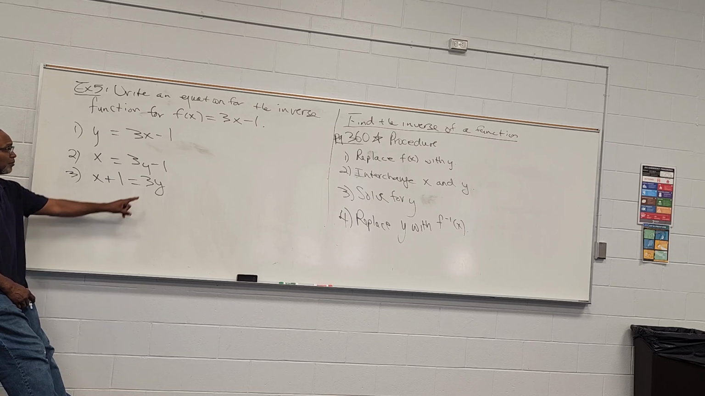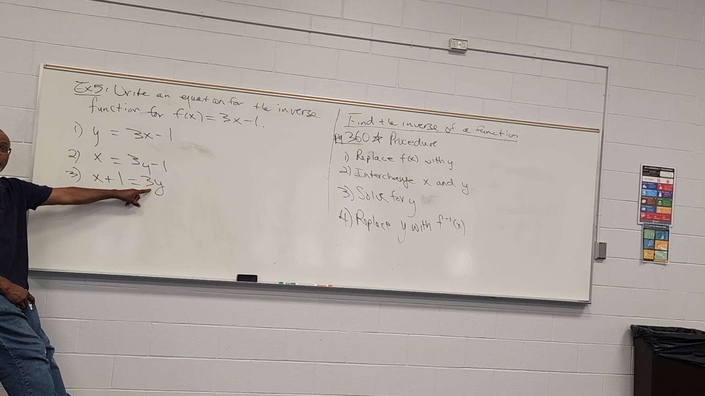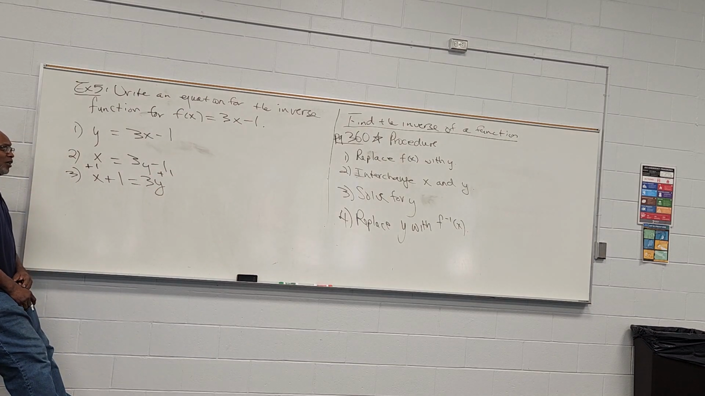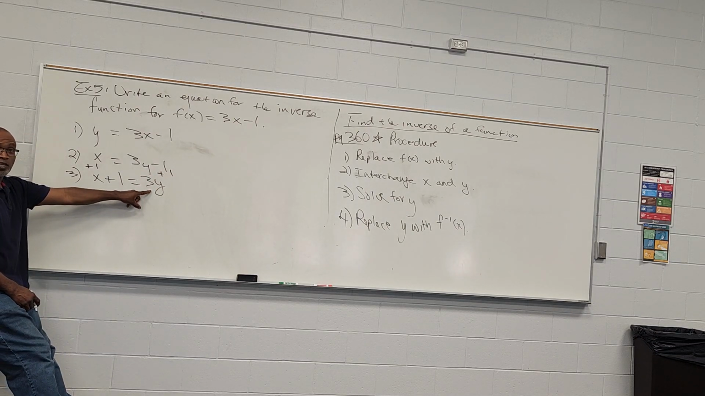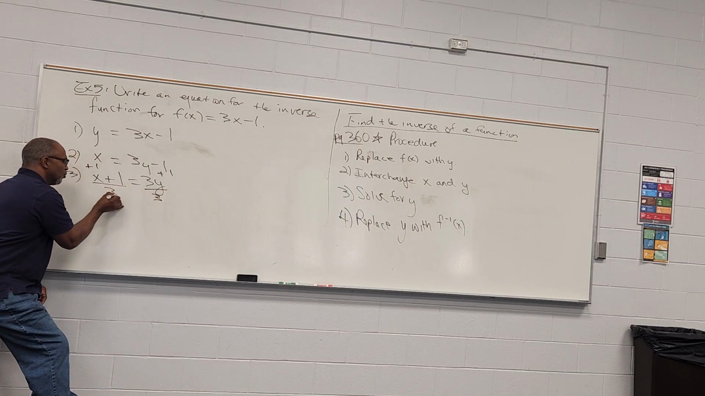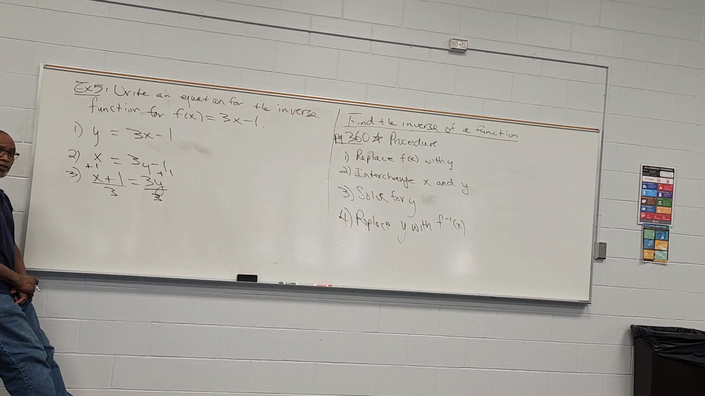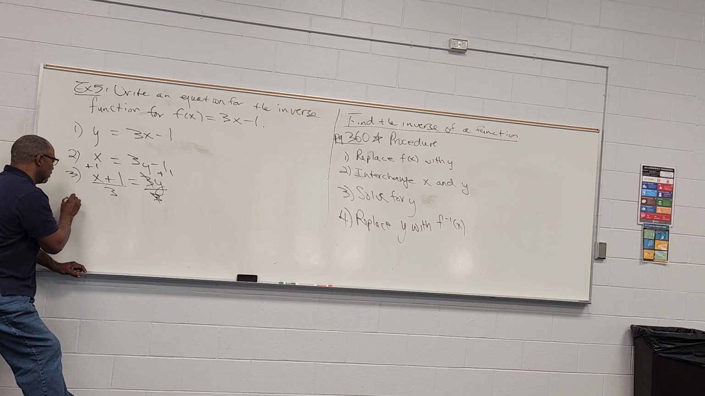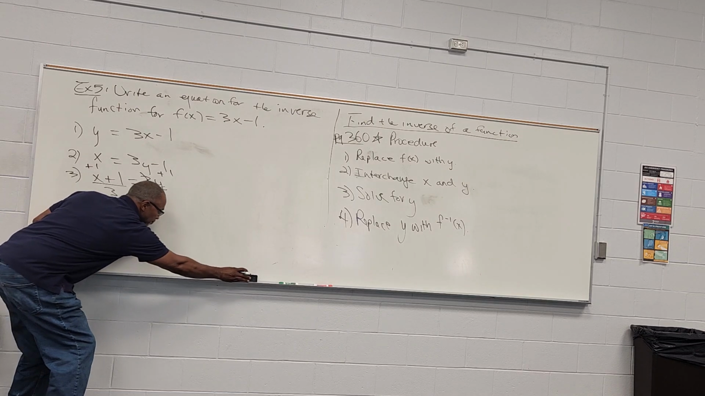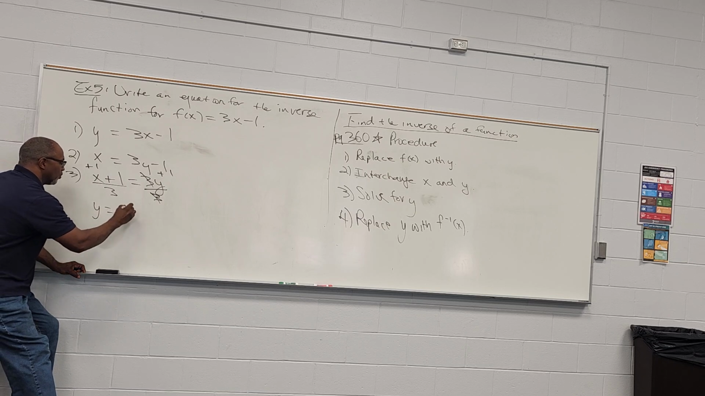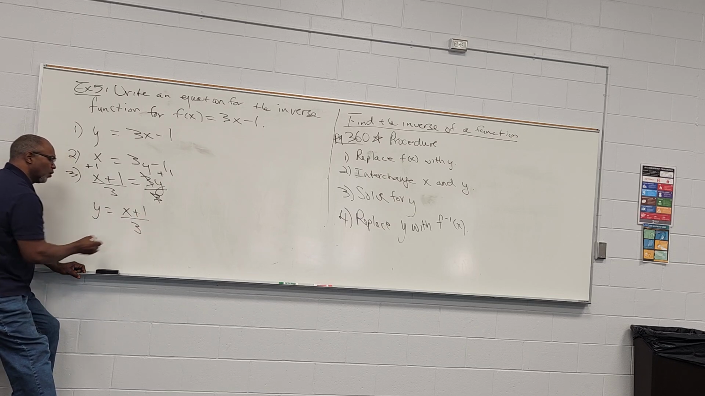I added 1 to both sides. Okay? I'm solving for y, so to get the y by itself, the last step would be to divide by 3. But whatever you do on one side of the equation, you have to do on the other. And I'm going to turn it around, because these 3's cancel. And you'll get y equals x plus 1 over 3.